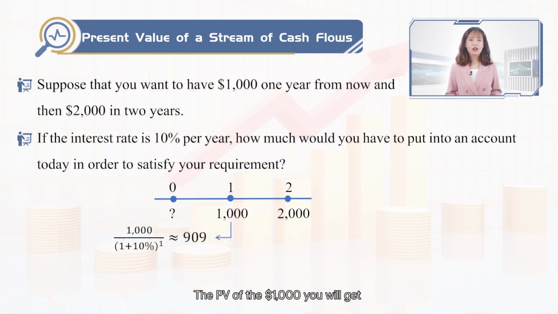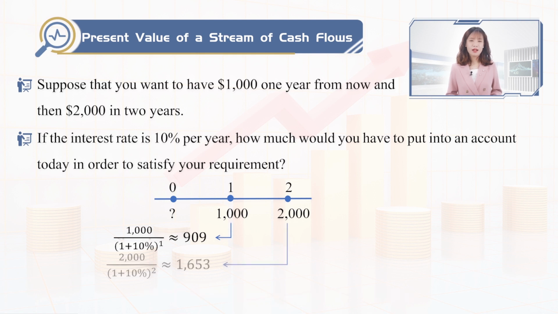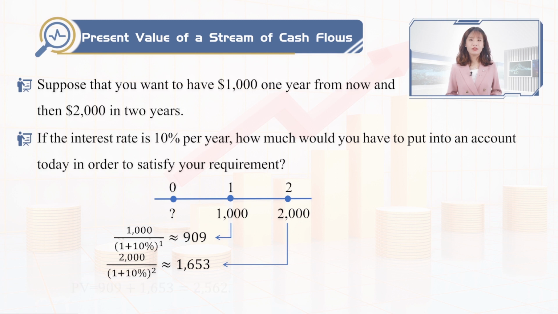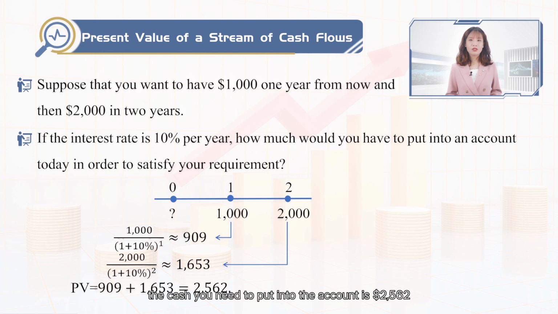The PV of the $1,000 you will get at the end of the first year is equal to 1,000 over 1 plus 10%. The PV of the $2,000 you will get at the end of the second year is equal to 2,000 over 1 plus 10% to the second. And adding the two PVs together, the cash you need to put into the account is $2,562.